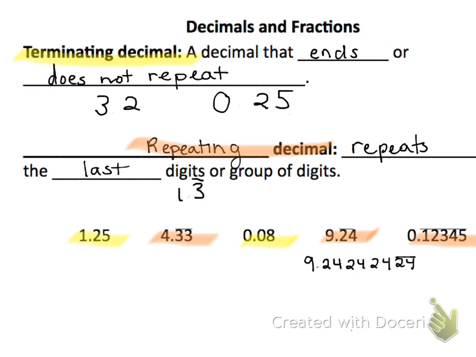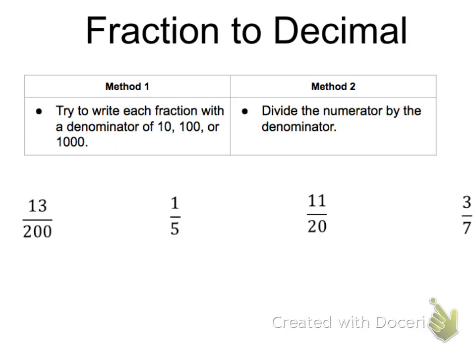So now that we know the different types of decimals, let's look at converting between decimals and fractions. Now, when you're starting with a fraction and you want to convert it to a decimal, there's two different methods you can use. In different situations, different ones are going to be easier, so we're going to go through them both. The first method, method 1, is to try to write each fraction with a denominator of 10, 100, or 1,000. Then it's really easy to write as a decimal.